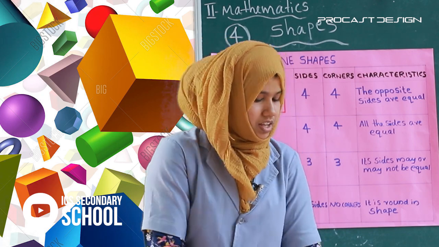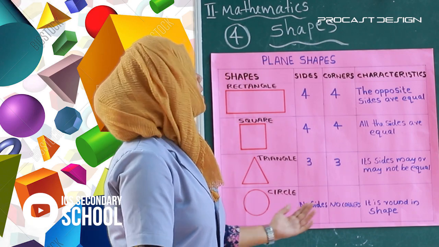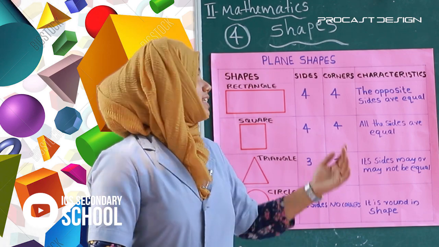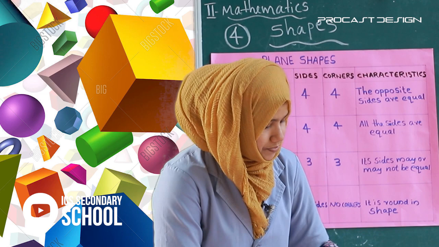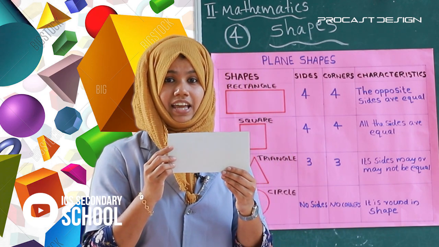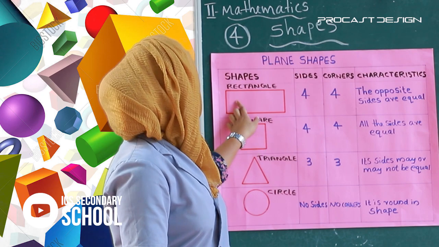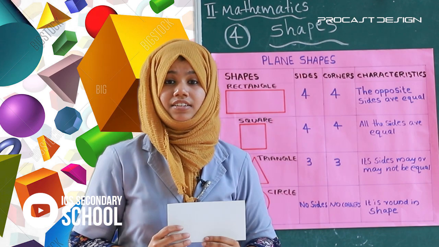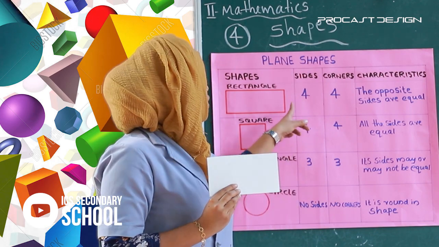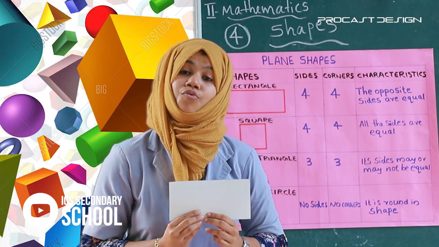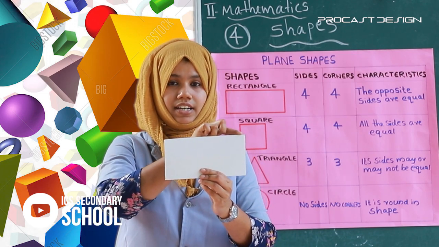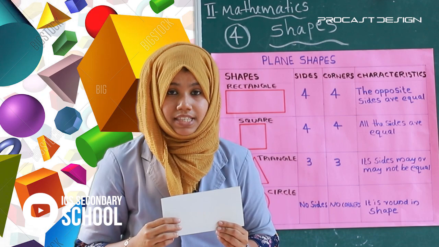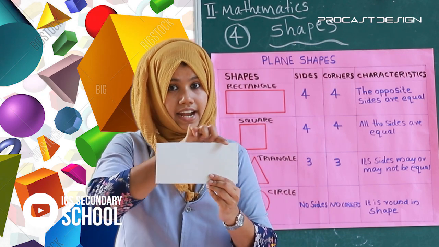So these are the plane shapes. The first one is rectangle. What is the shape? Rectangle. How many sides are in a rectangle? Yes, 4 sides are there. That is 1, 2, 3 and 4. These are the sides.